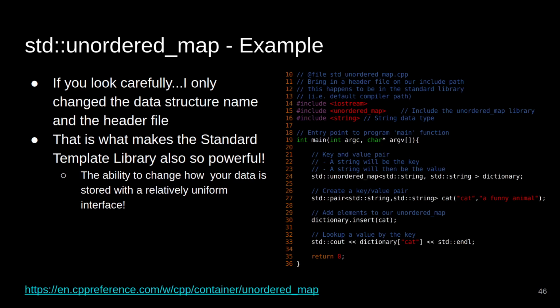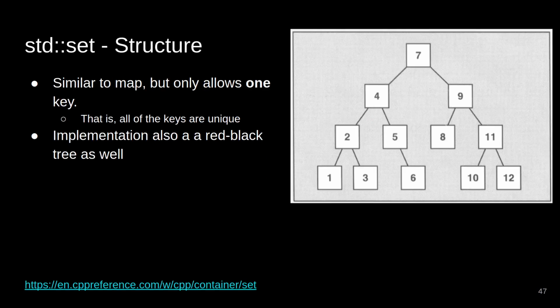Okay, so if you look carefully, all I've done with this example, this is our same one, right? If I look here, I've got the cat, that's a funny animal. All I've done is change this header file that I'm including, and this is what gives us access to each of these containers. I've somewhat omitted that in the examples, but maybe you've noticed I have include and then what the actual data structure is. Okay, unordered map here. So that's the only thing that's been changed. All right, so some other data structures, sets we have.